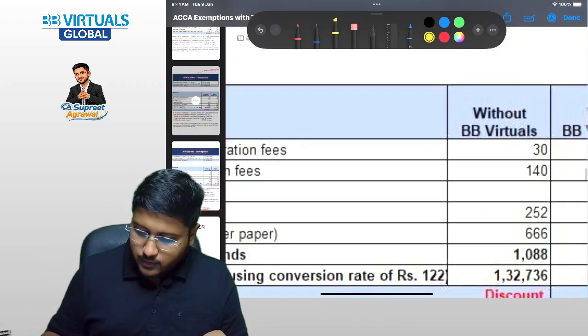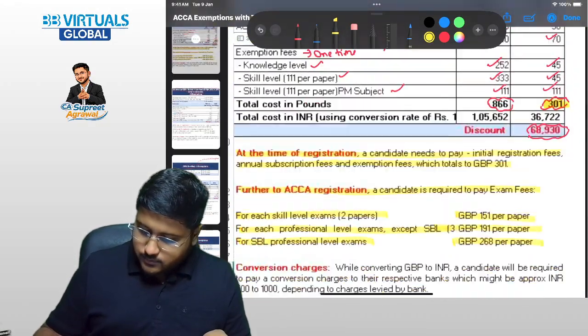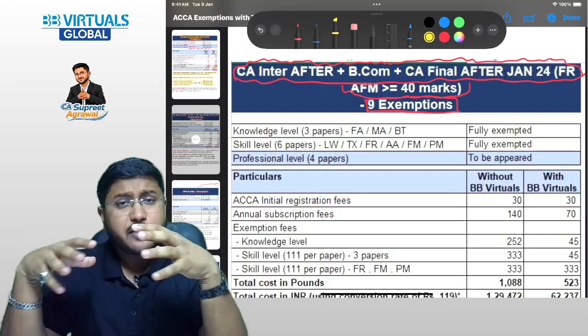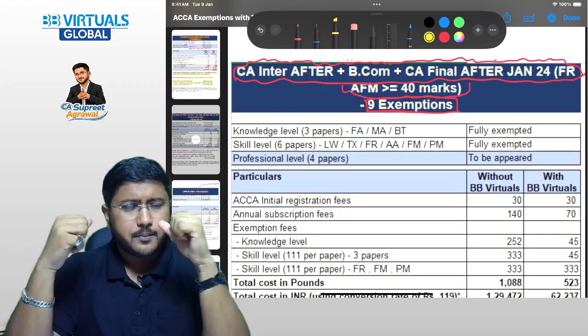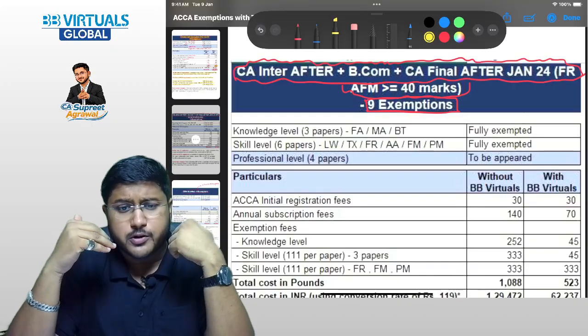Now let's come to this one. This is something that we get a lot, because what happens is, a lot of students want to pursue ACCA.